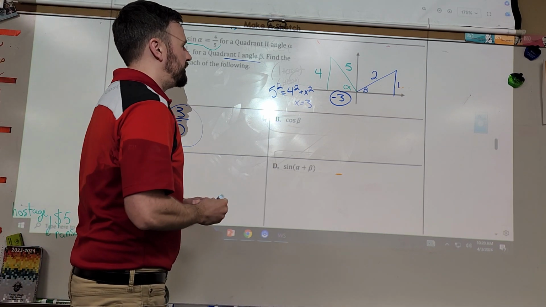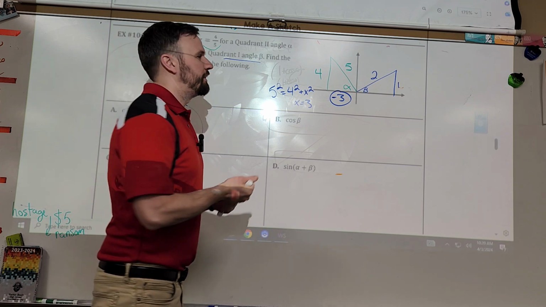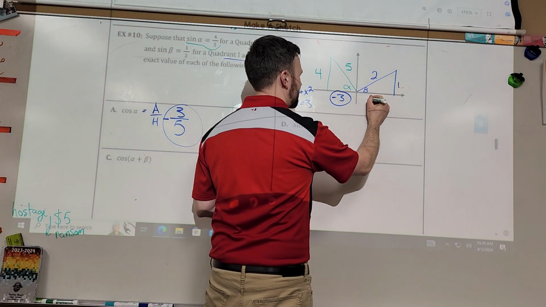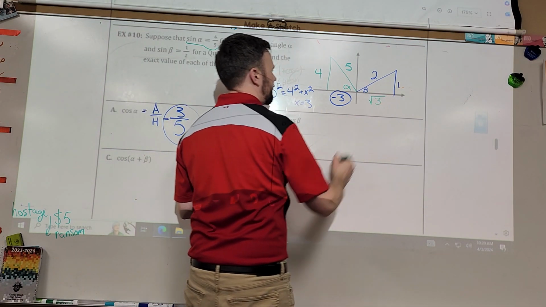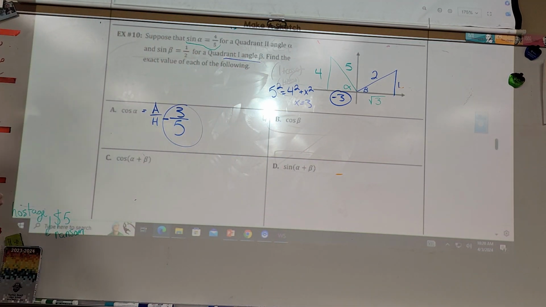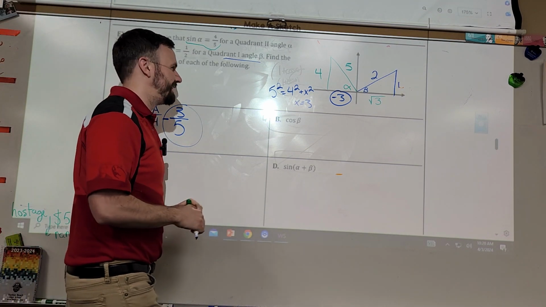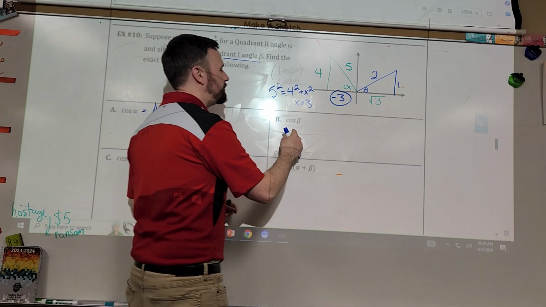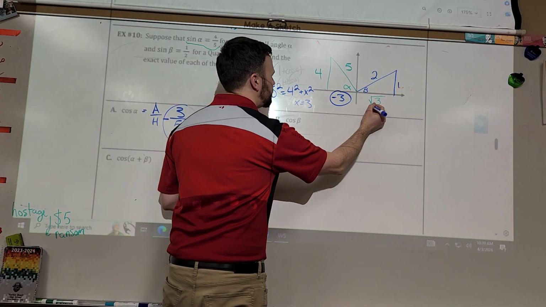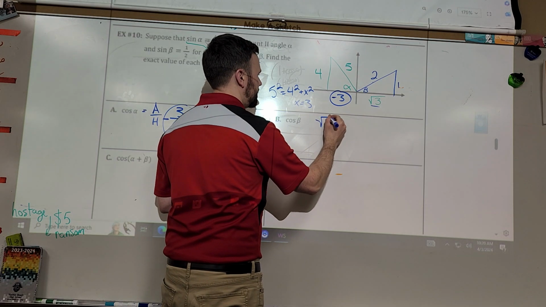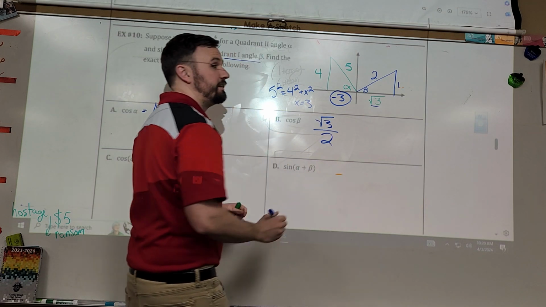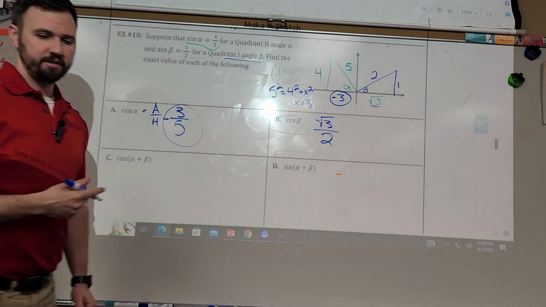So now what's cosine of B? How am I going to find this missing side over here? Yeah. Pythagorean theorem. Square root of 4 minus 1 is 3. So what's cosine of B going to be then? Adjacent over hypotenuse, so root 3 over 2. And that one is positive. So we're done.